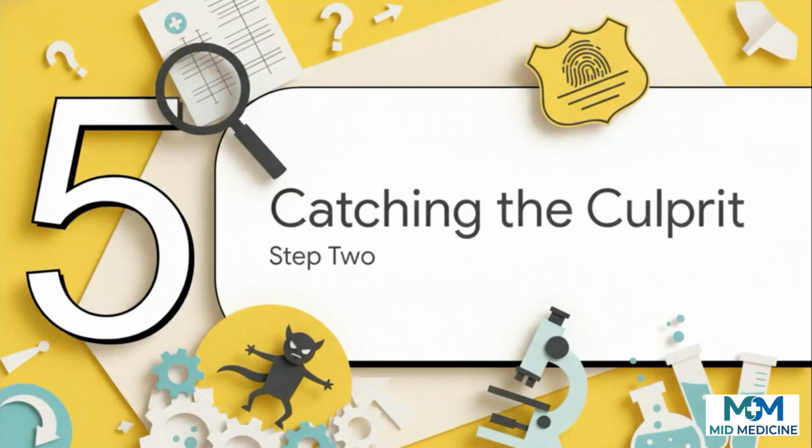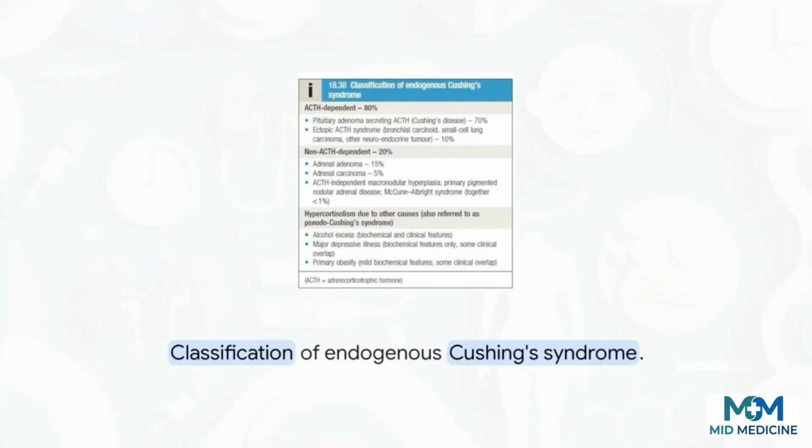Next up, Section 5. Step 2. Catching the culprit. Okay, we've proven the crime. Let's look at our suspect pool in this graphic. We've basically got two rival gangs.